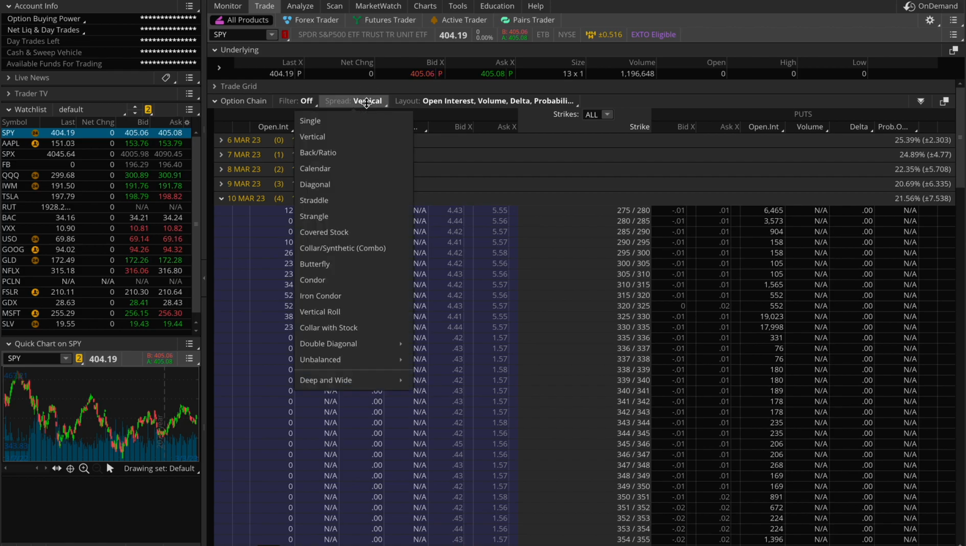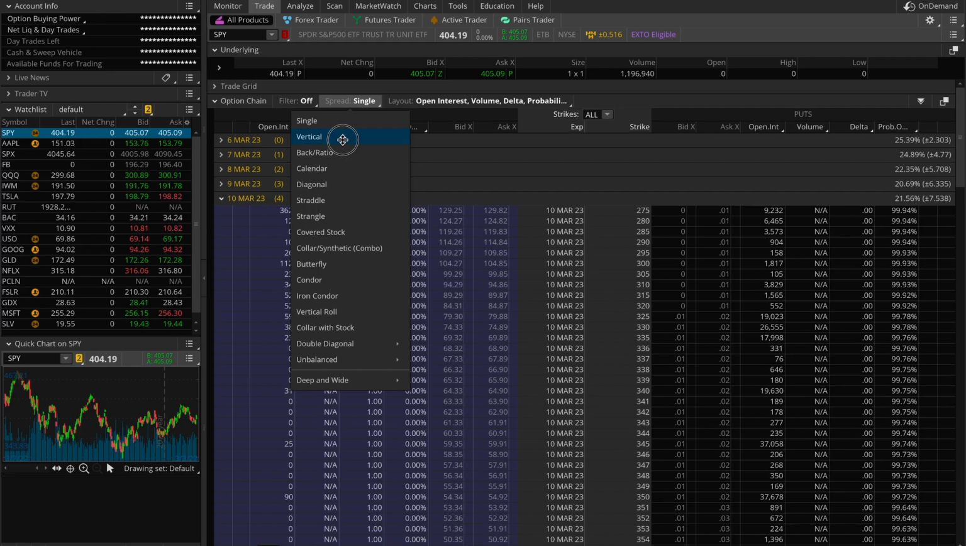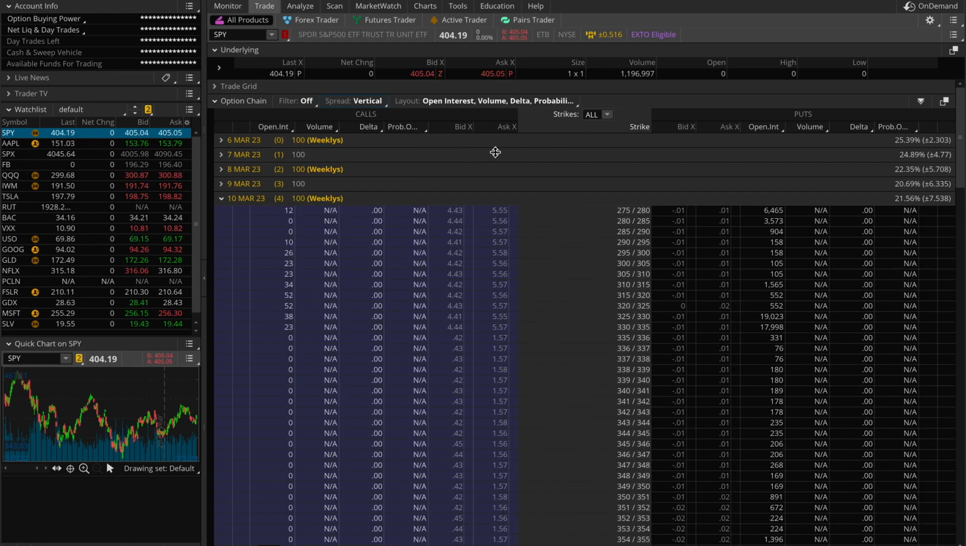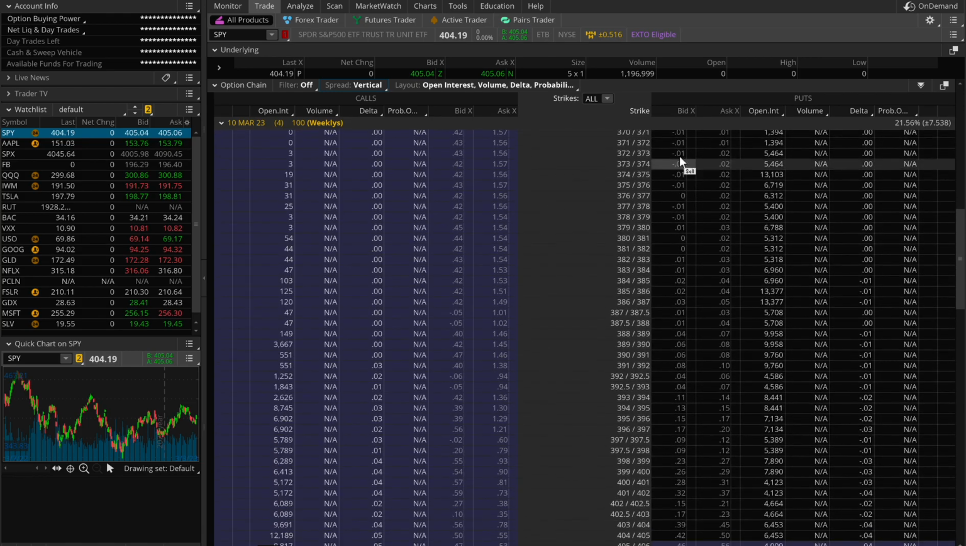Then I come here to what type of strategy I'm using. By default, it's set to single, but you want to come in here and click on vertical. Vertical is the same thing as a credit spread, or a spread is a vertical. Next, I want to scroll down and find the 383, 382 on the put side. So I scroll down and I look at these strike prices to find 383, 382.